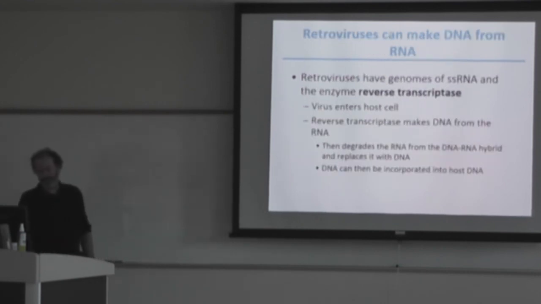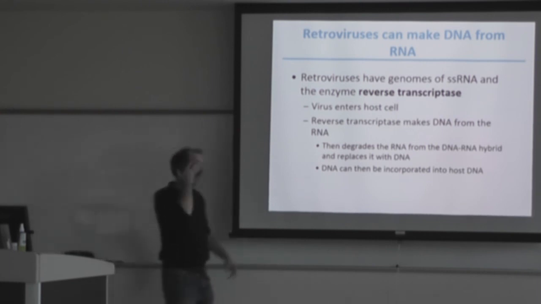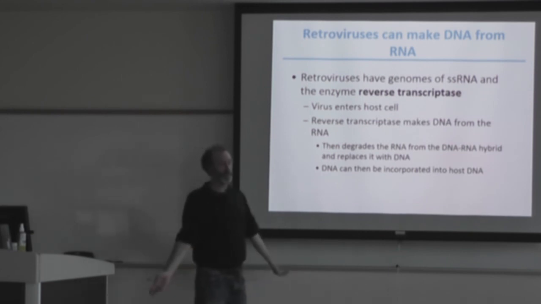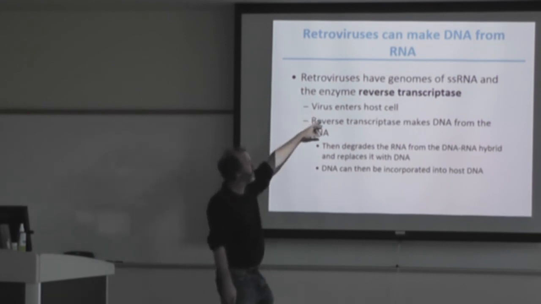So, retroviruses can make DNA from RNA. And we use this in the lab. We want to copy our RNA into a cDNA library, right? We use reverse transcriptase. It's the enzyme that does this.